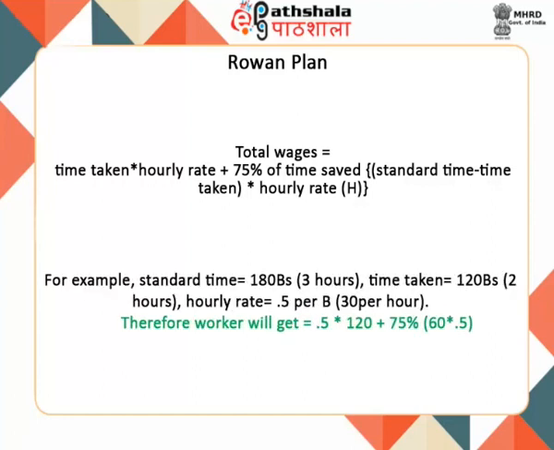Total wages is equal to time taken multiplied by hourly rate plus 75% of time saved, which is standard time minus time taken, multiplied by hourly rate. For example, standard time is equal to 180 Bs, which is 3 hours, time taken equal to 120 Bs, which is 2 hours, hourly rate is equal to 0.5 per B, which is 30 per hour. Therefore, worker will get 0.5 multiplied by 120 plus 75% of 60 multiplied by 0.5. The plan guarantees minimum wages to the workers. One of the major drawbacks is workers may dislike sharing the bonus with the foreman, which might distort the relationship between the two.